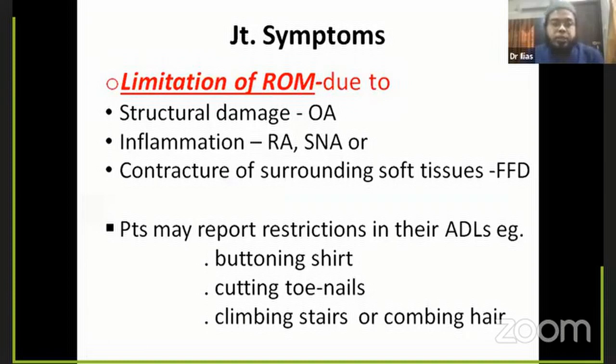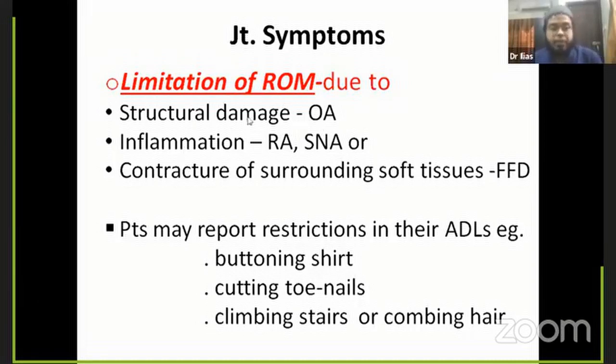Another joint symptom is limitation of the range of motion. That is, the patient might have some kind of tightness of the joint, and some limitation of the range of motion. The patient can't go for the total range of motion activities of the joint. And this might happen due to structural joint damage, due to osteoarthritis or advanced osteoarthritis. And this might be associated with inflammatory arthritis like rheumatoid arthritis or seronegative spondyloarthropathy or seronegative arthritis. Or sometimes the patient might have contracture of the surrounding soft tissues, and that could be associated with fixed flexion deformity. Okay, I will show some of the pictures of these things.